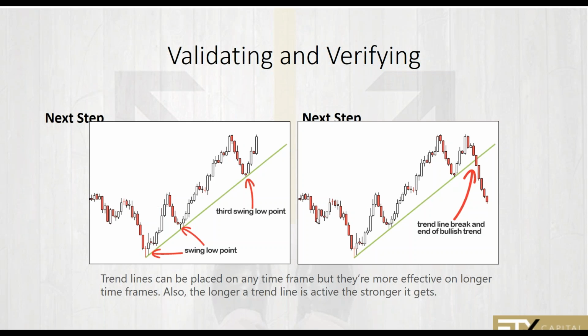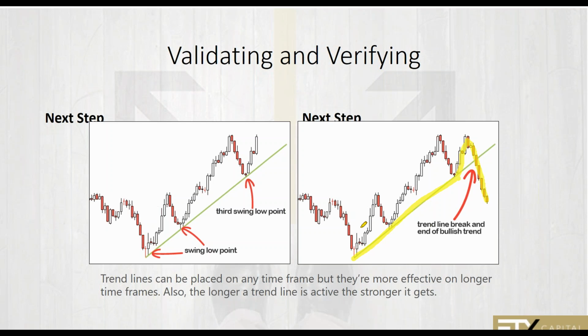In the right-hand chart, we can see the price movement is exactly the same. We have the third confirmation. Price bounced off there, moved up. Then it came back down to the trend line. In this case, it broke through the trend line, and it was the end of the bullish trend line.